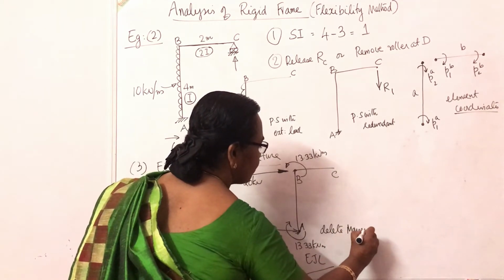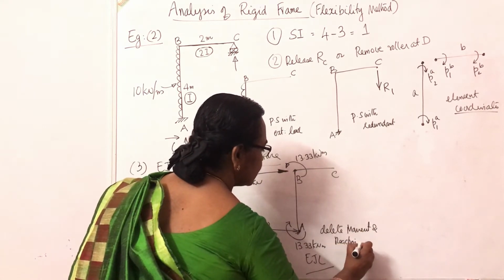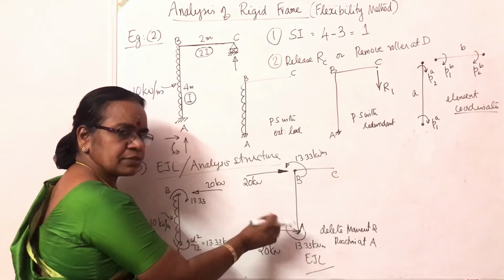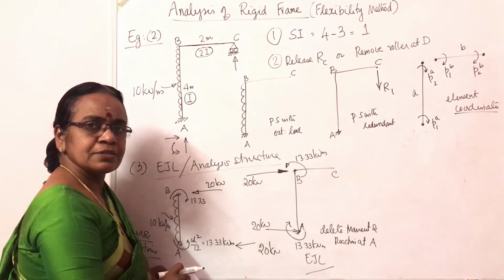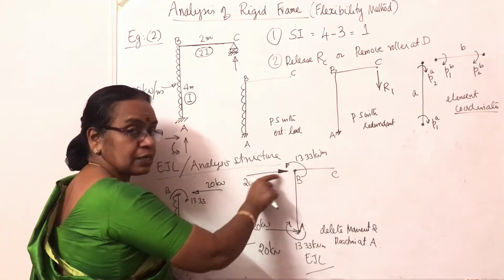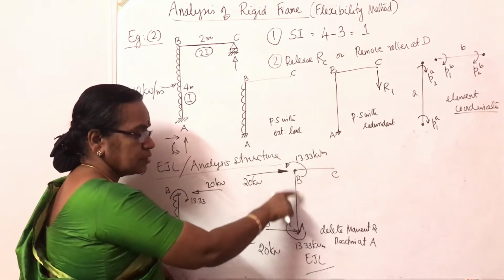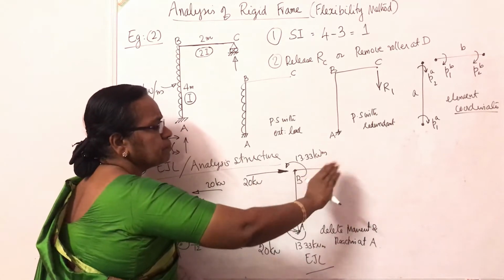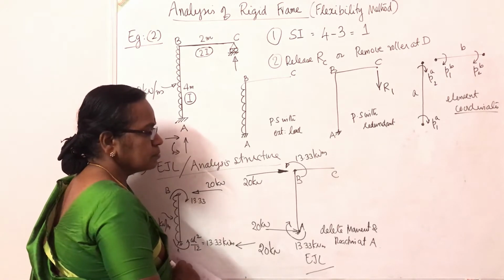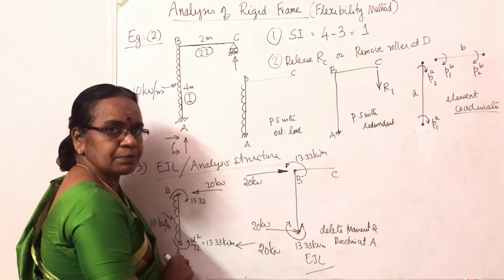So we can delete the moment and reaction at A. Even if we ignore these two things, the problem analysis will remain the same. Whereas this load, this 20 kilonewton, will produce bending in this column. This moment will also produce a bending moment in this column. And for the beam BC, there will not be any bending moment due to either of these two loads. This will be acting as the axial force in the element BC only.